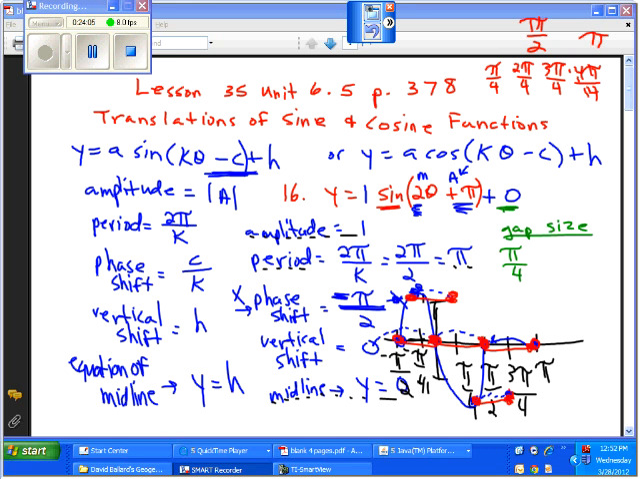All I'm doing is sliding every one of those original points to the left pi over 2. And then I'm going to graph it. Okay? Make that face. That's a little bit hard to draw in a limited amount of space. Any questions on what we did?